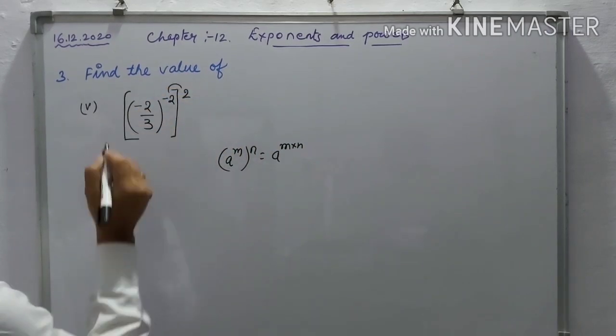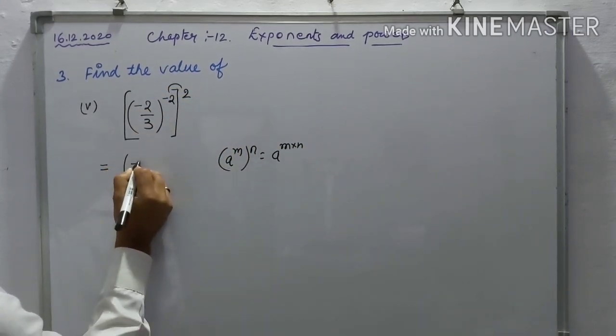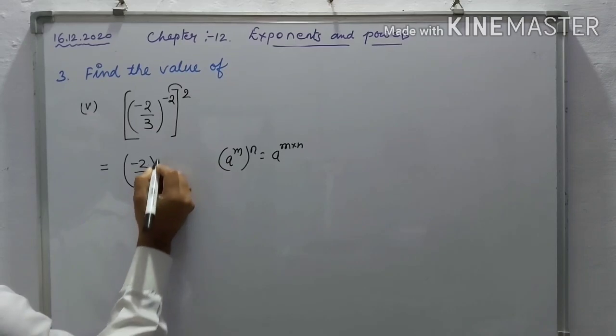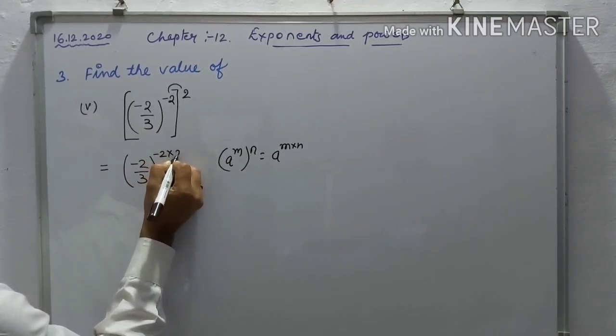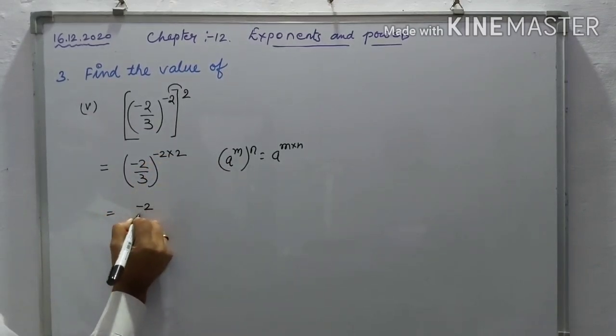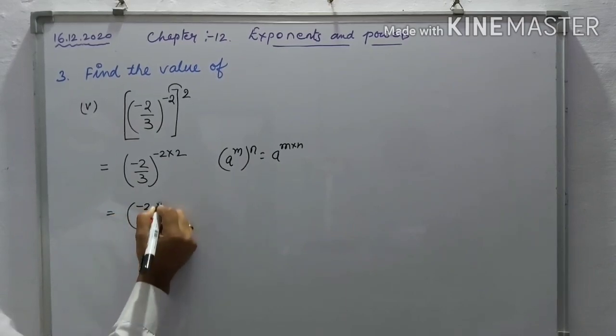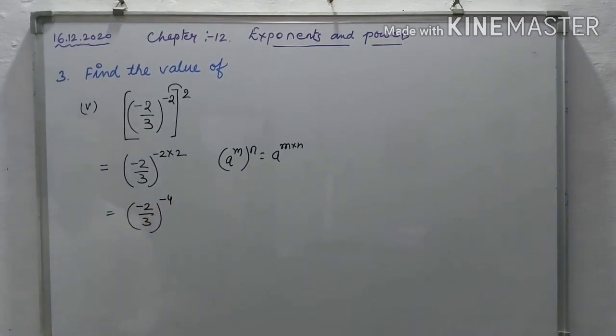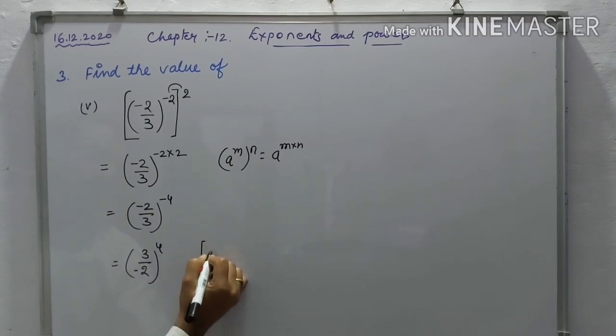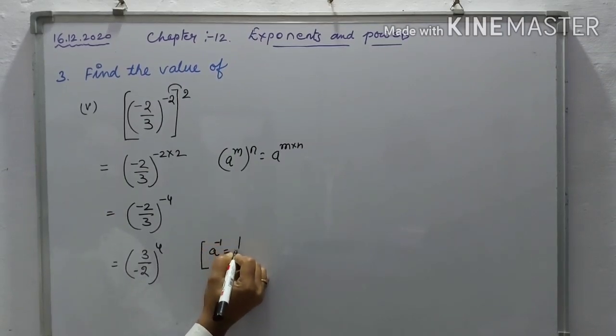So you have multiplied these two powers, so you write (-2/3) to the power -2 multiplied by 2, that is (-2/3) to the power -4. Okay, and change the power: it is (3/-2) to the power 4, because a to the power -1 is equal to 1 upon a to the power 1.